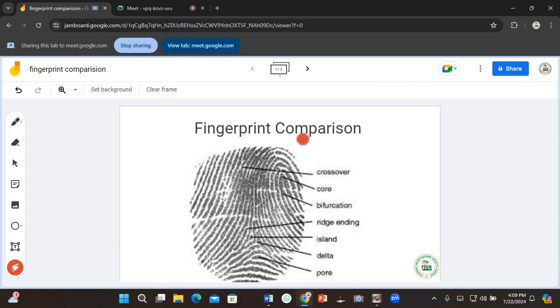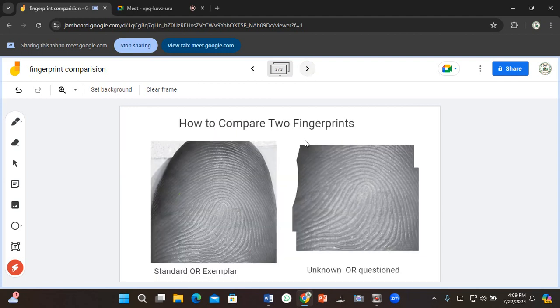comparison stage. In the comparison stage, what we do is this. You place them side by side. Okay, before I move on, I want to tell us that I will be discussing how to compare two fingerprints both manually and automatically. Now, today is going to be manual.